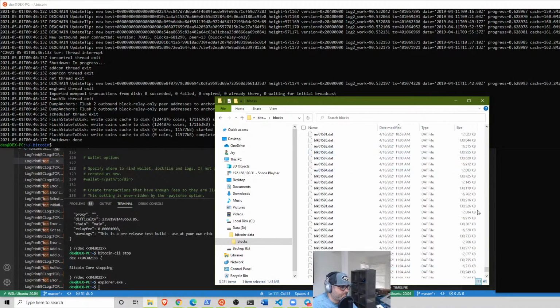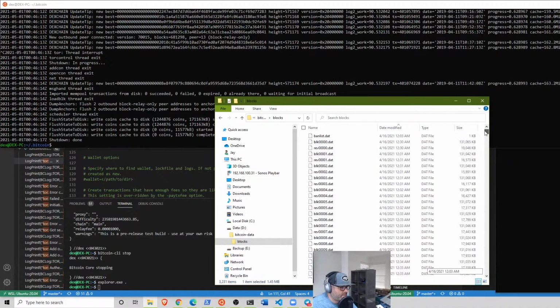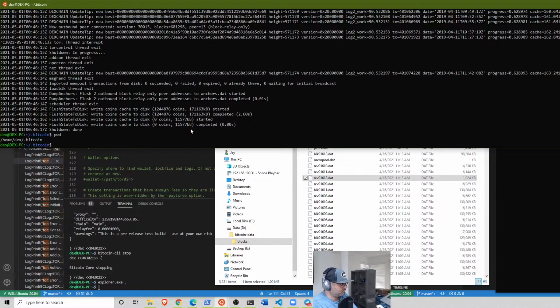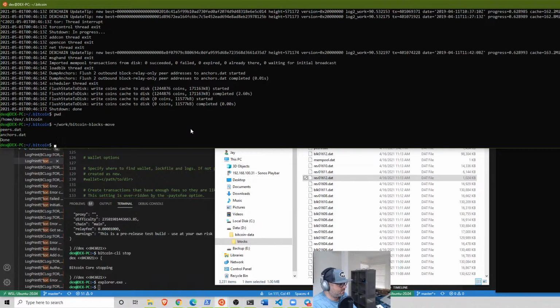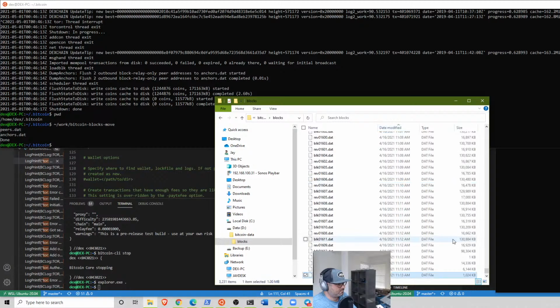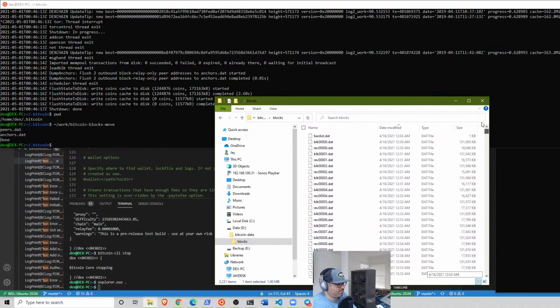Anyway, forget about the fee estimate, but none of the blocks are here yet. But now when we run bitcoin blocks move, here's anchors, done. Here we go. Are you kidding me? Still not.